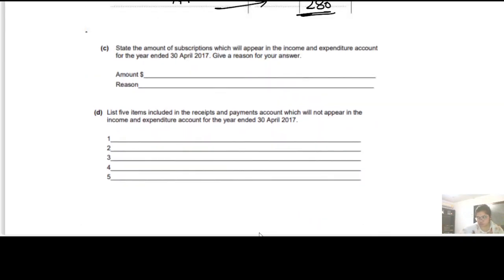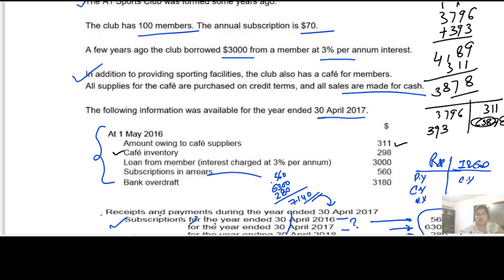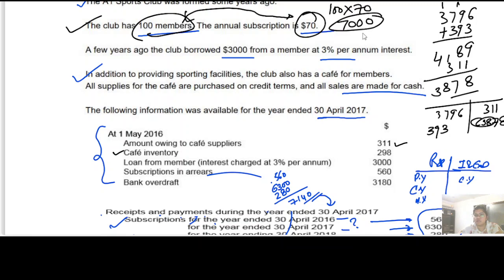Okay, then there is a theory question. In C part, they ask you to state the amount of subscription which will appear in the income and expenditure account for the year 30 April 2017. Give one reason also, because in the very starting of this question they clearly told you information regarding this. Here in the very top they told you the club has 100 members and every member has to pay $70. So as per this information, 100 into 70 is 7000.